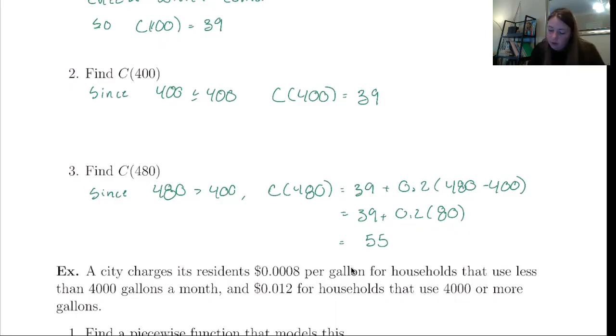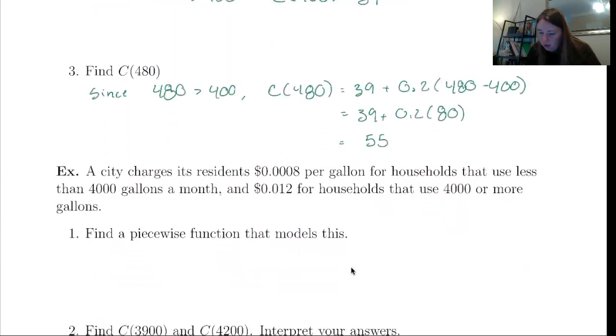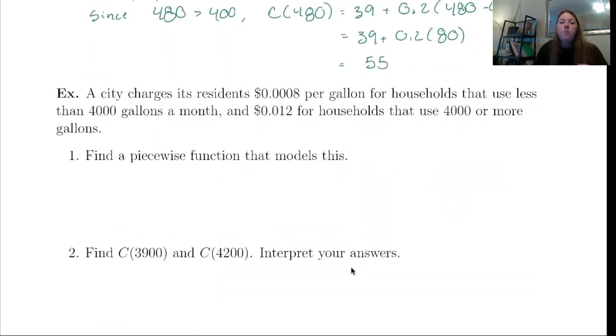So this one gets a little wordy, but it's our last one. So it's a pretty interesting problem. And then we're done with 1.5. So a city charges its residents 0.0008 cents per gallon for households that use less than 40 gallons a month. Great. And it charges 0.12 cents, or dollars, not cents, for households that use over 4,000 or more.